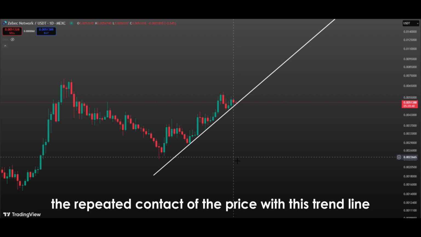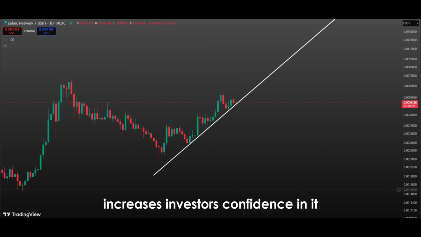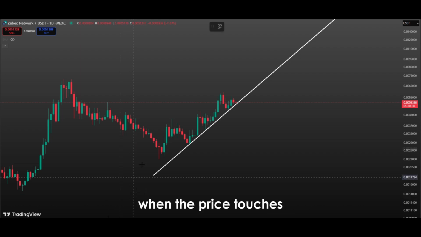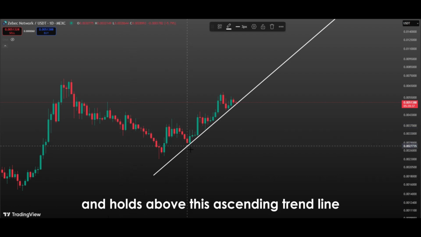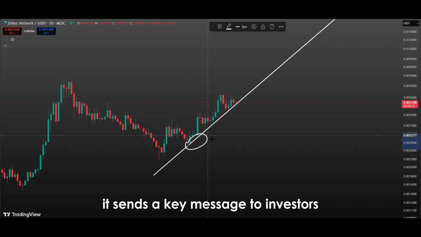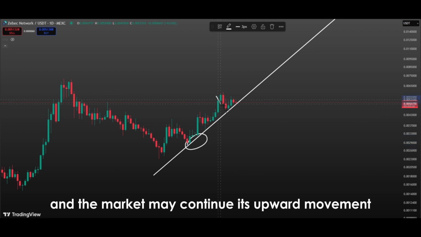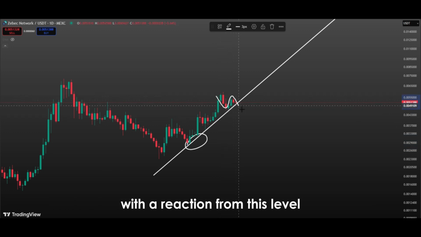The repeated contact of the price with this trend line increases investors' confidence in it, turning the trend line into a cornerstone of the uptrend. When the price touches and holds above this ascending trend line, it sends a key message to investors. The uptrend remains strong, and the market may continue its upward movement with a reaction from this level.